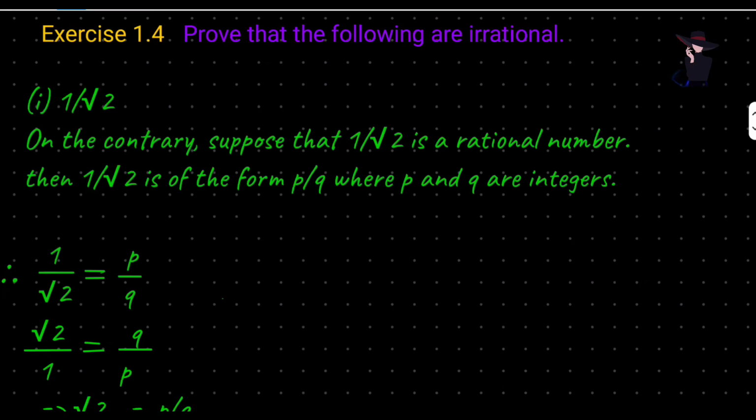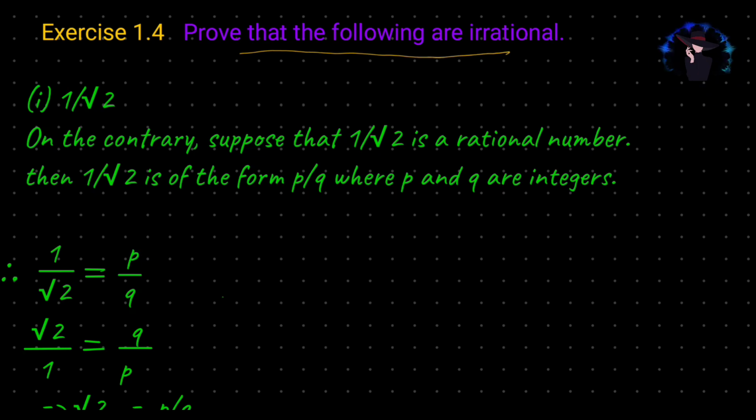Prove that the following are irrational. As we have seen in the previous example, we need to prove that the following numbers are irrational. 1 by root 2. How are we going to do this? Use the contrary process. We need to prove irrational, so we should take the opposite of it, meaning it is rational. If it is rational, it is in the form of p by q, where p and q are positive integers. 1 by root 2 is in the form of p by q.